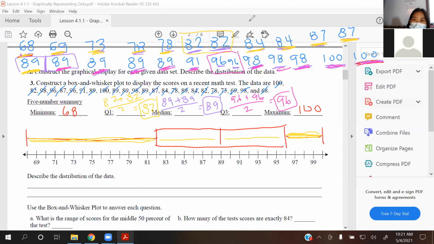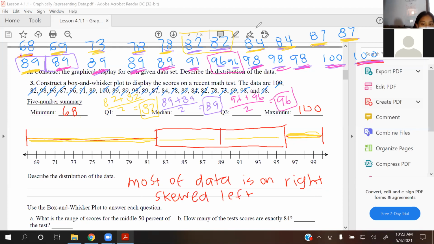Okay, so I'm going to write that out. Not in yellow, though. I'm not writing that in yellow. Most of data is on the right. I'm going to skip the word the because I don't have space and this is not English class. So most of the data is on the right. And so if most of the data is on the right, that means this is going to be skewed to the left, the other side. So I'm going to write that, skewed left. And so another way to look at what is skewing it is that there's this really long tail over here. And so that tail is what's skewing your mean to the left side.